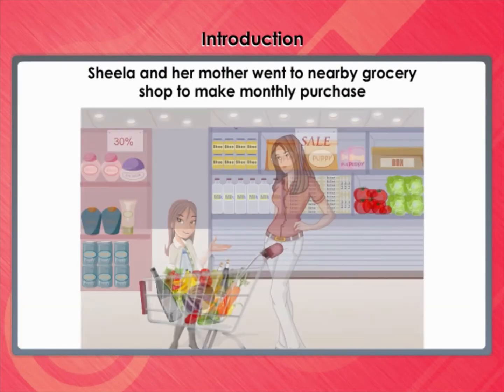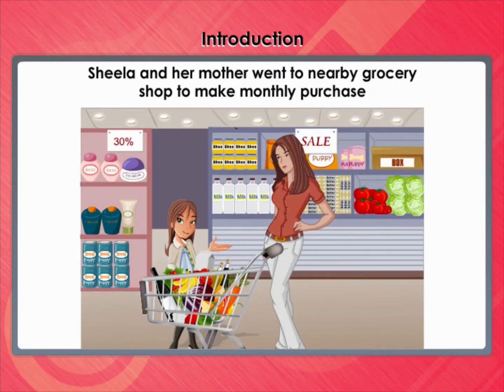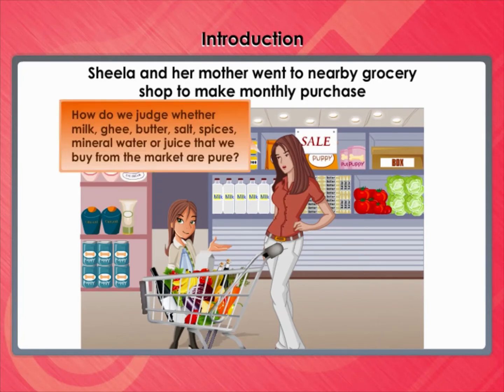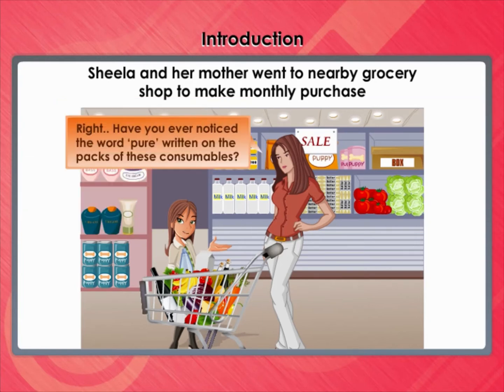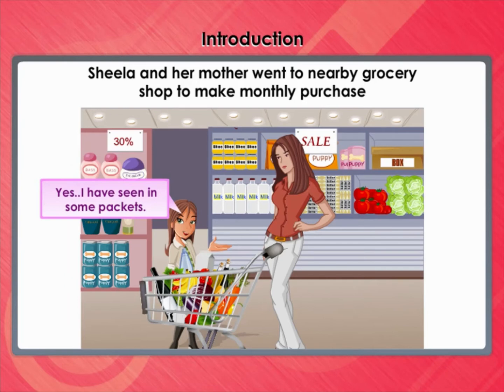Introduction. So let me begin my chapter on Is the matter around us pure? Sheila and her mother went to a nearby grocery shop to make the monthly purchase. How do we judge whether milk, ghee, butter, salt, spices, mineral water or juice that we buy from the market are pure? By the color of the substance, we can find whether it's pure or impure. Right. Have you ever noticed the word pure written on the packs of these consumables? Yes, I have seen it in some packets.